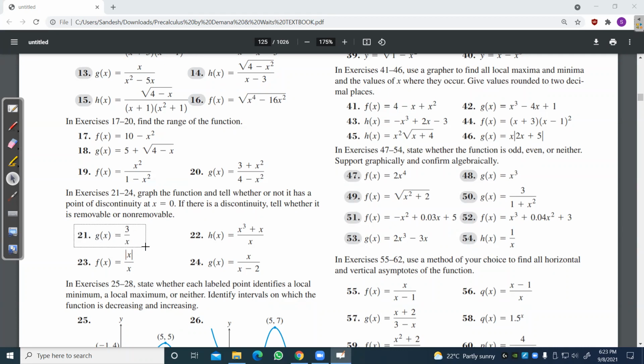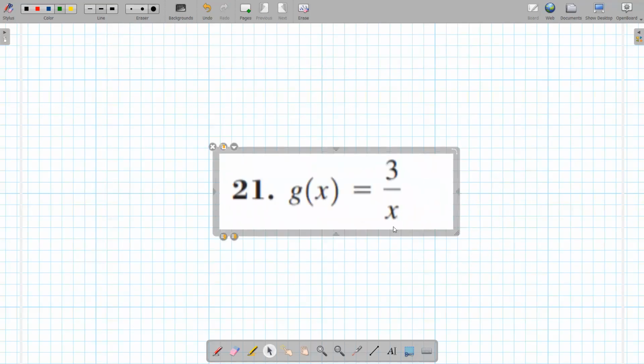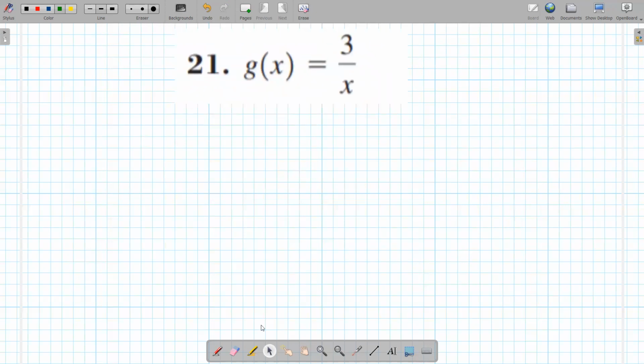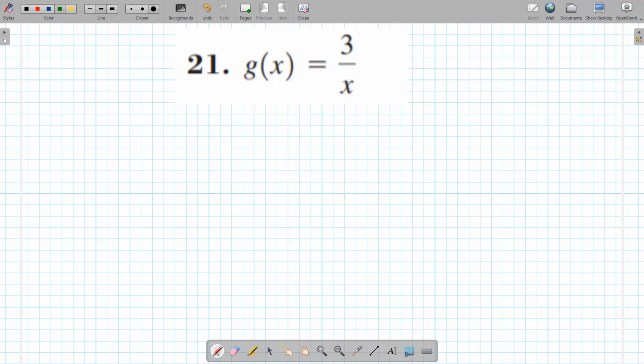Question 21 says graph it and state whether or not it has a point of discontinuity. A function is discontinuous if you have to lift up your pen when you're graphing it. Quadratic, you don't have to lift up your pen, right? One stroke, that's continuous. Linear, one stroke. But for this one, if you look at the parent function, there's an asymptote in the middle, so this is discontinuous.